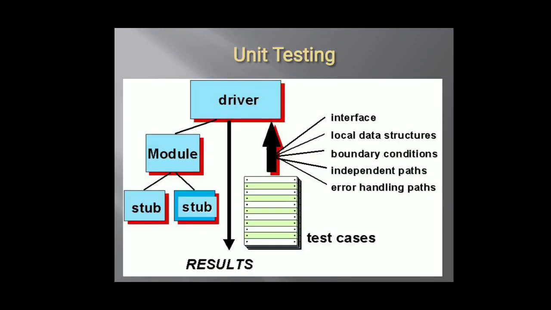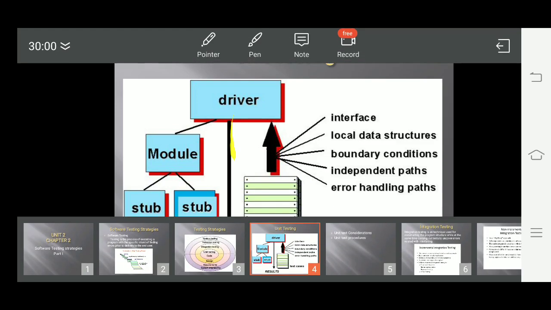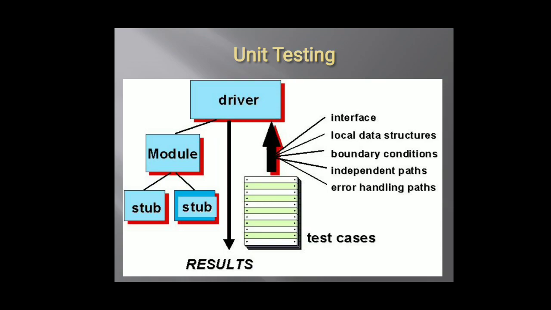Moving on with the first, that is unit testing. When we talk about unit testing, the module interface is tested to ensure that information properly flows into and out of the program unit under test. There are different stubs in which you have single modules, and those modules will work according to your driver process, and you will be providing your interface, local data structures, boundary conditions, independent paths, and error handling paths. All those test cases will be applied, through which we will get our results. So this is the process of unit testing. Each and every module is being checked.